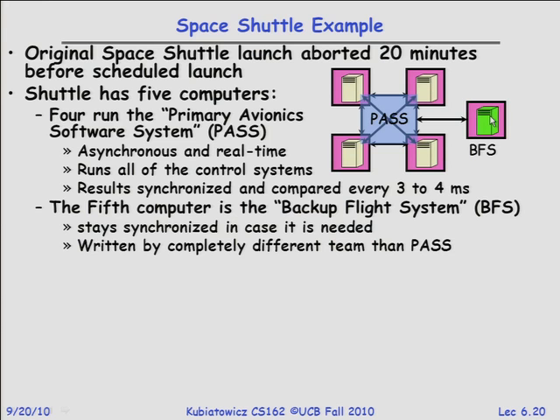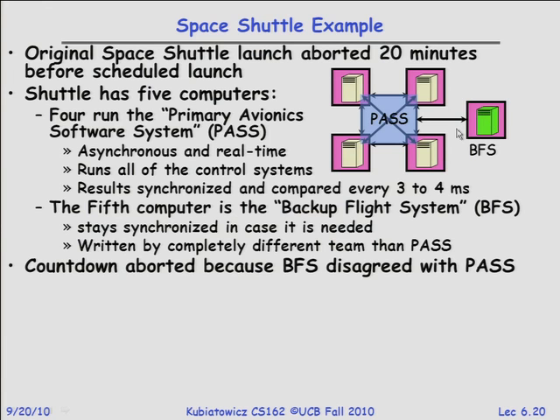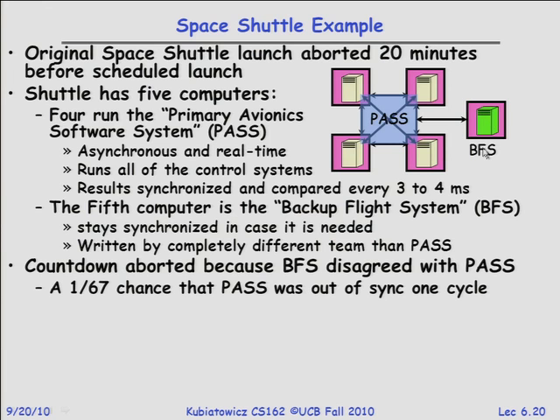Okay, and why did this happen, that the things were aborted? Well, because the BFS disagreed with the set of 4. Said, well, they got the wrong answer. Now, it did it 1 out of 67 times, which of course included the one time that they were on the shuttle launch ready to go. And that's a little unfortunate.